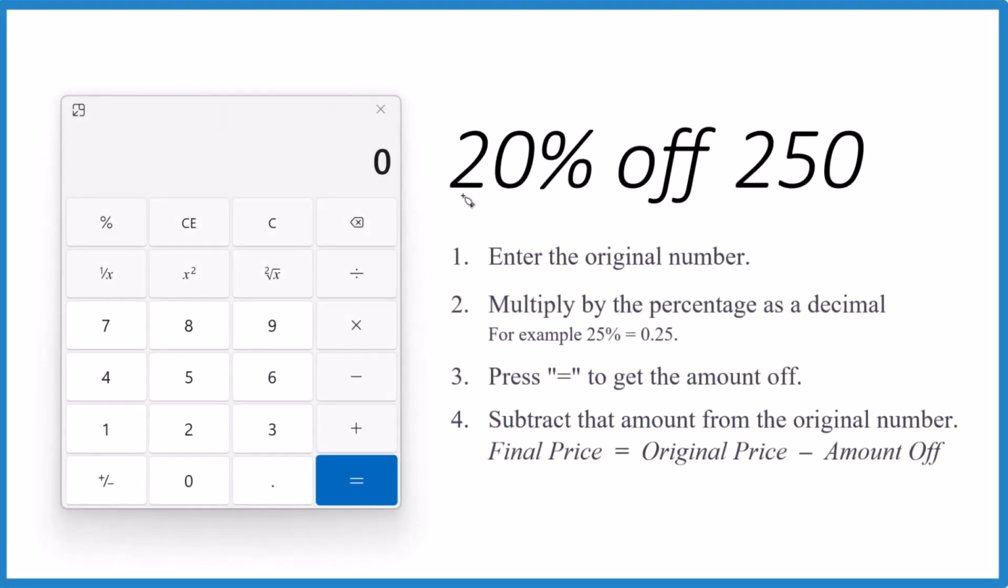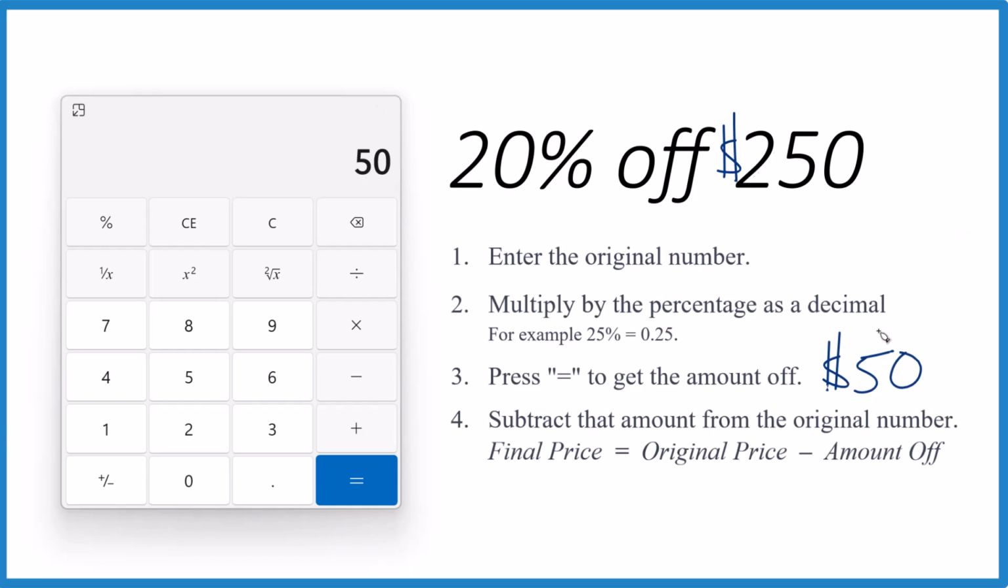We're going to take 20% off $250. Let's call it $250. First thing we do, enter the original number. That's the 250. And then we're going to multiply by the percentage as a decimal. So 20%, we want that as a decimal. It's 0.20, or you could just call it 0.2. So we multiply by 0.2, and then we make sure we hit the equals, and it's 50.